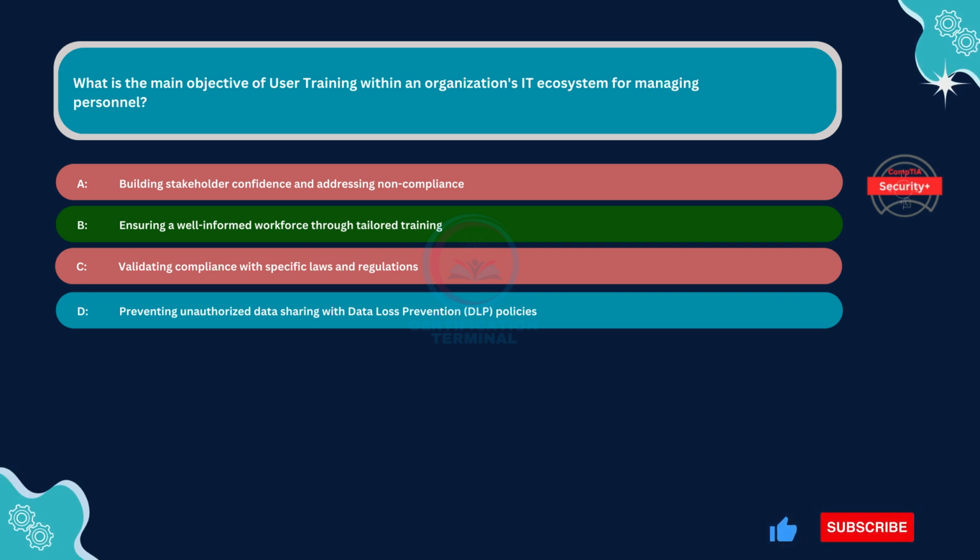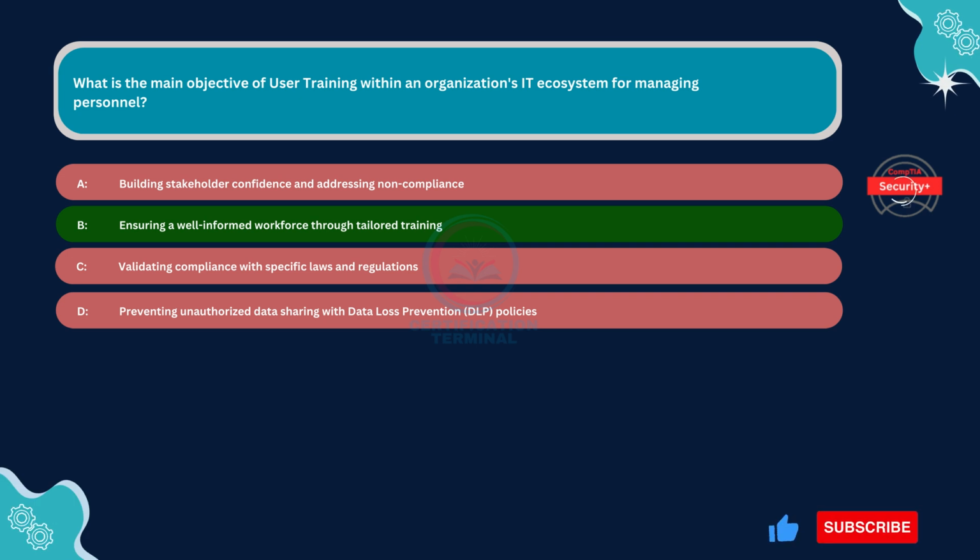Option C is incorrect. Validating compliance with specific laws and regulations is an essential aspect of organizational operations, but it is not the primary objective of user training within the IT ecosystem for managing personnel. User training may include information about compliance requirements, but its main focus is on educating employees about best practices, security protocols, and proper use of IT resources.